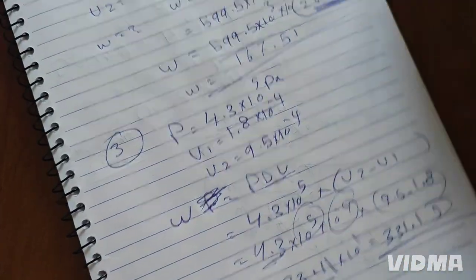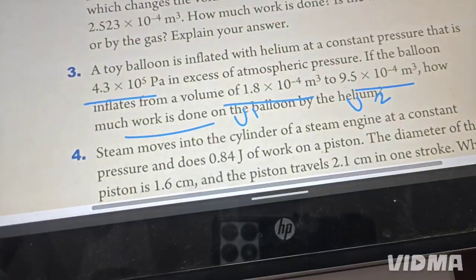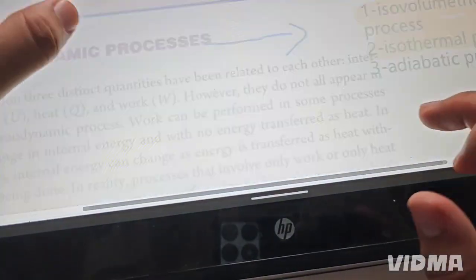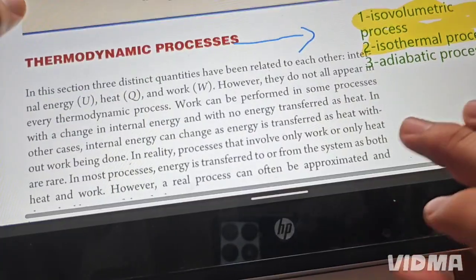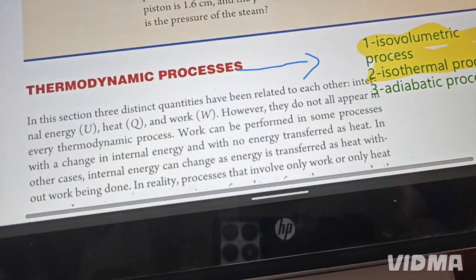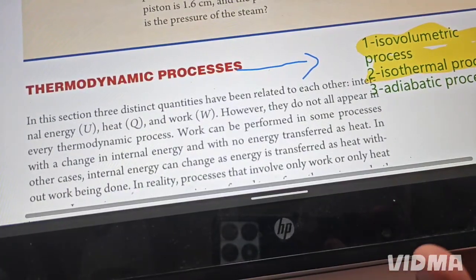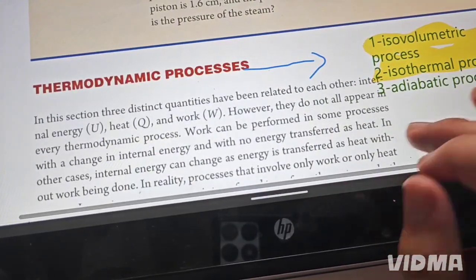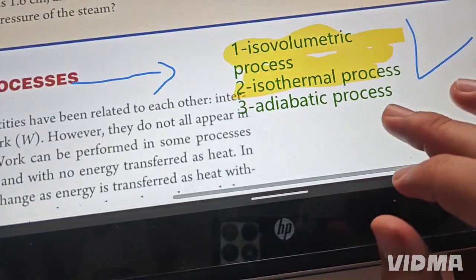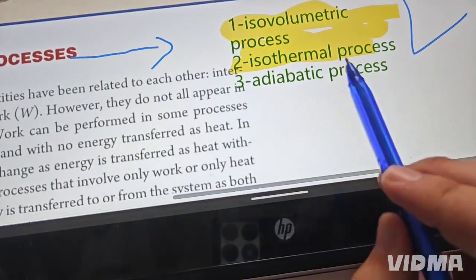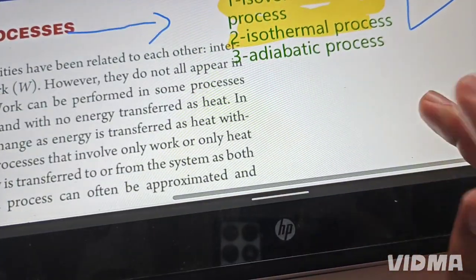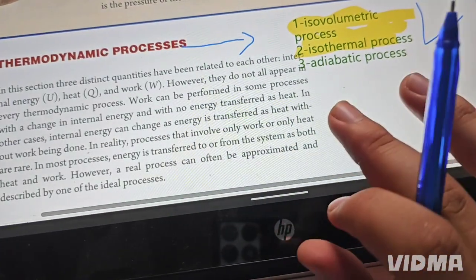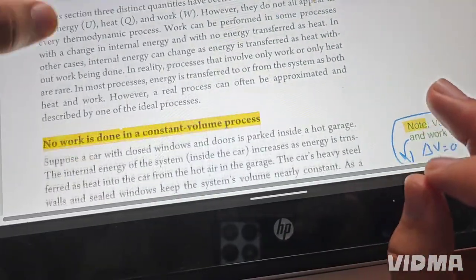Okay, question 4. You can do it by yourself, same thing. We have another topic, which is called the thermodynamic process. Guys, I'm going to summarize this section for you. Here we have 3 types of thermodynamic process: the isovolumetric process, the isothermal process, and the adiabatic process. These are the 3 types of thermodynamic process. I'm going to explain them one by one.